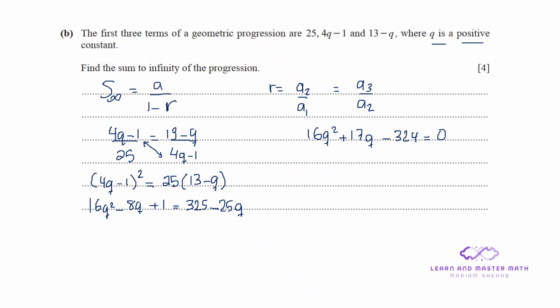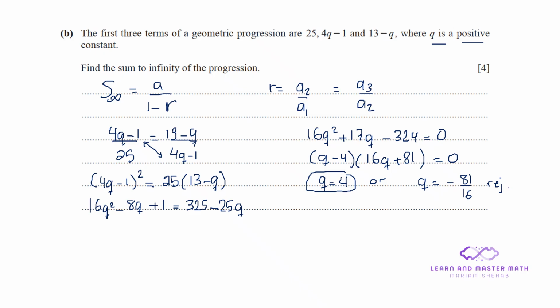And if you factorize this, you will get Q minus 4 into 16Q plus 81. Solving each factor equal to 0, you will result with Q equal to 4 or Q equal negative 81 over 16. This one is negative, so it's rejected, as we know that Q is positive.